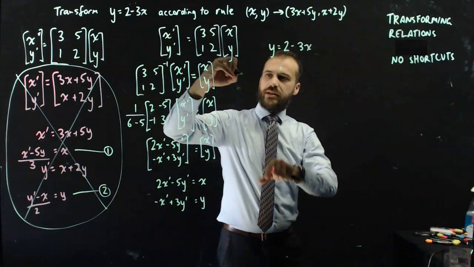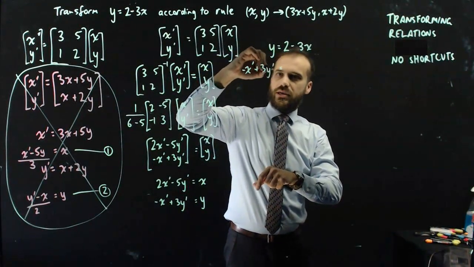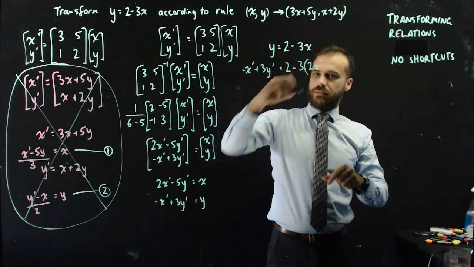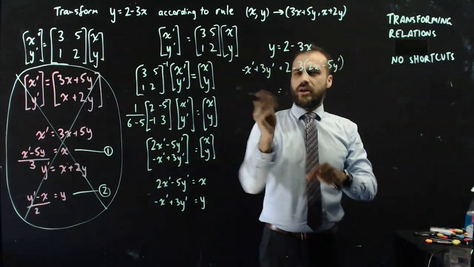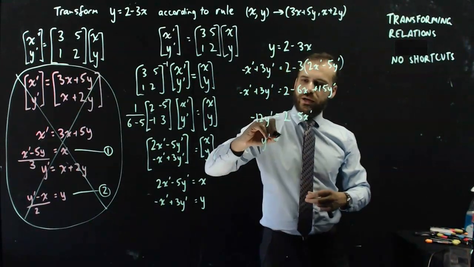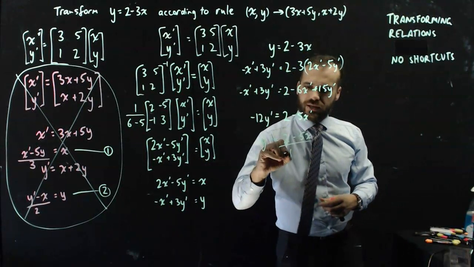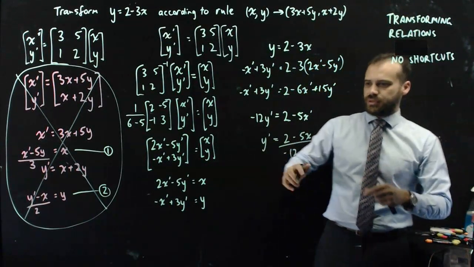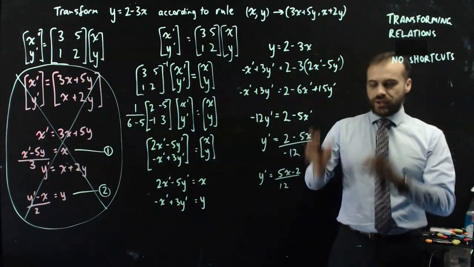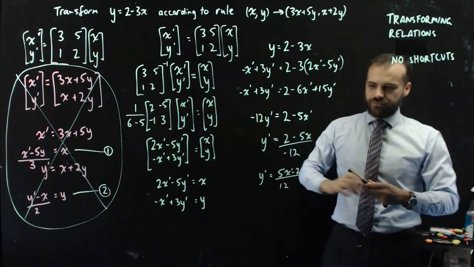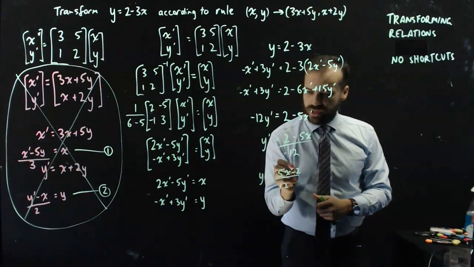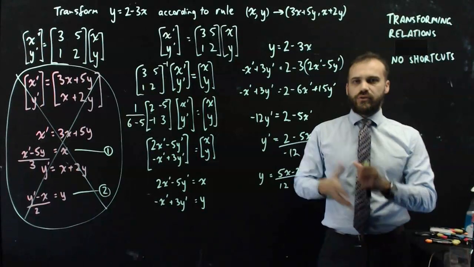So subbing in for y, I get negative x image plus 3y image, and 2 minus 3. Subbing into x, I get 2x image minus 5y image. And I can expand that, simplify. So expanding, simplifying, going one step further here, I can say y image is equal to 2 minus 5x over negative 12. That negative 12 on the bottom is a bit ugly, so I can say that y image is equal to 5x minus 2 over positive 12. There is my answer. And finally, I can just rub out those little image thingies because I tried to transform y equals 2 minus 3x, and the transformed version of that is y equals 5x minus 2 over 12.